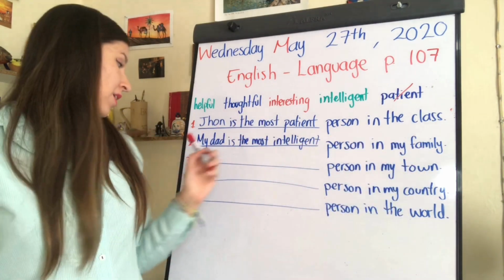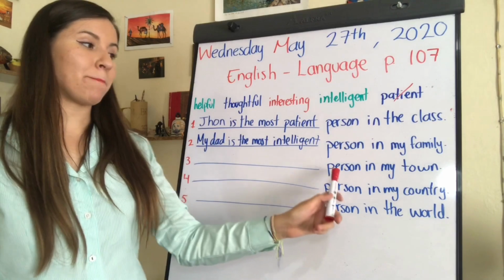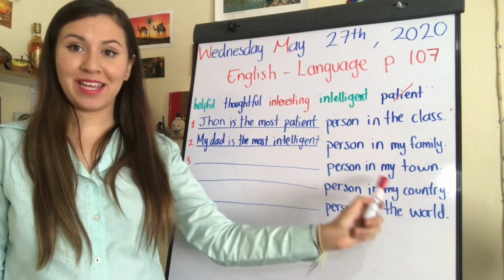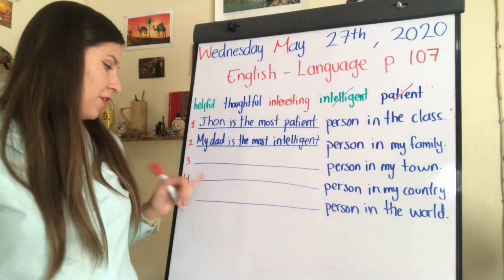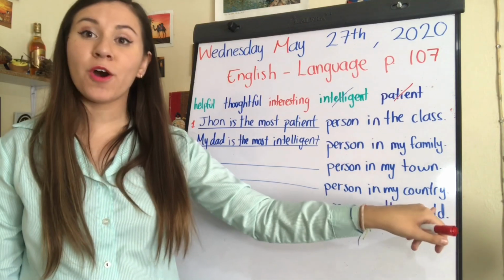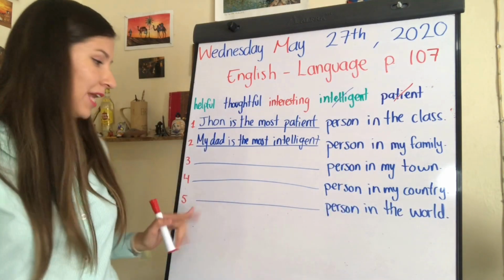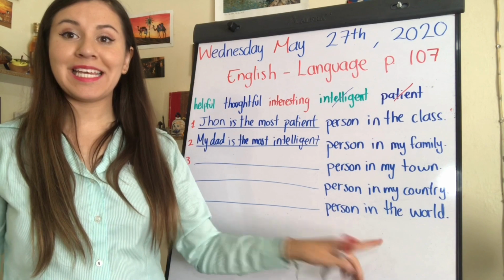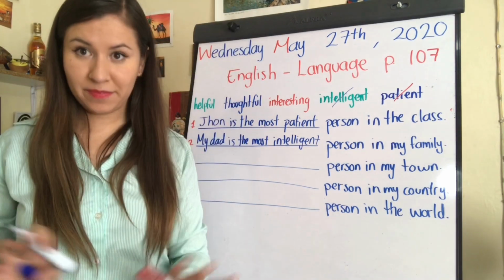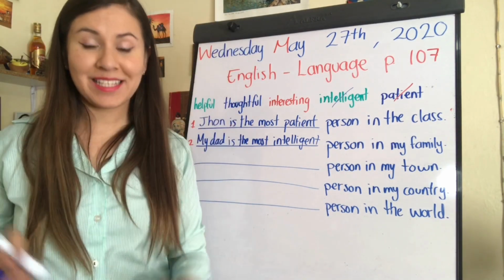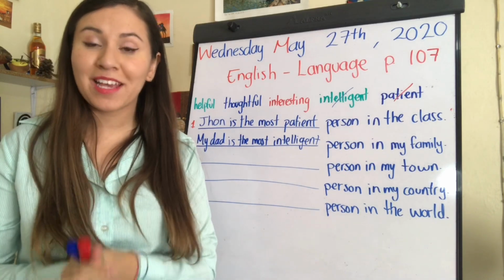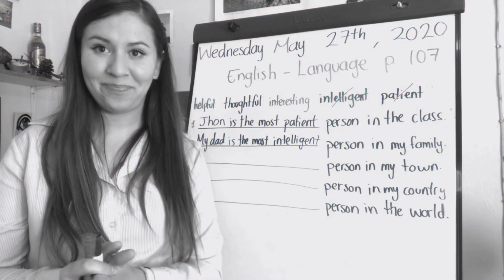Okay? Number 3. Person in my town, in Aguascalientes. Number 4. Person in my country, in Mexico. And number 5. Person in the whole world. Okay? In the planet Earth. So you're gonna make your own sentences.